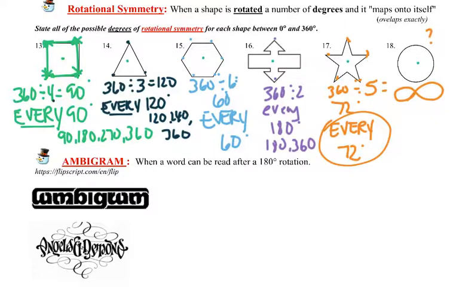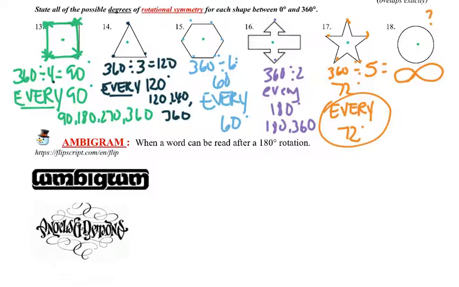Now this I can't really show here on the notes. We did this in class. There's a website. I put it on our website, on our page, where it's talking about words that can be read after 180 degrees rotation. So these two letters, if you actually turn your paper, you'll see the word ambigram, and when you flip your paper upside down, ambigram. Same thing with angels and demons.